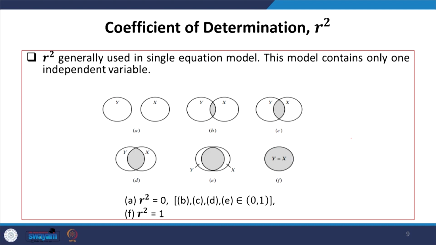Okay. So, next we are clarifying the differences. R square is generally used in a single equation model. This model explains only one independent variable. Now, here, like in this example, you can see some overlapping, okay, between x and y. There are certain portions of overlapping like this. Now, R square value in case of the diagram B, then B, C, D and E, okay.